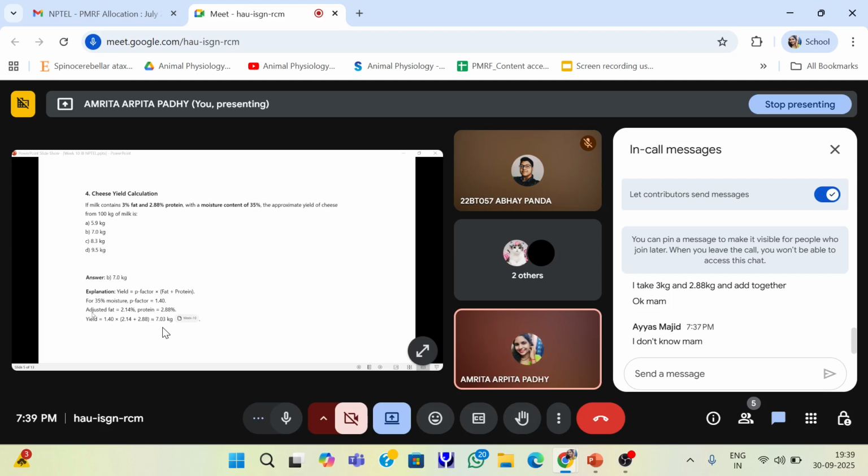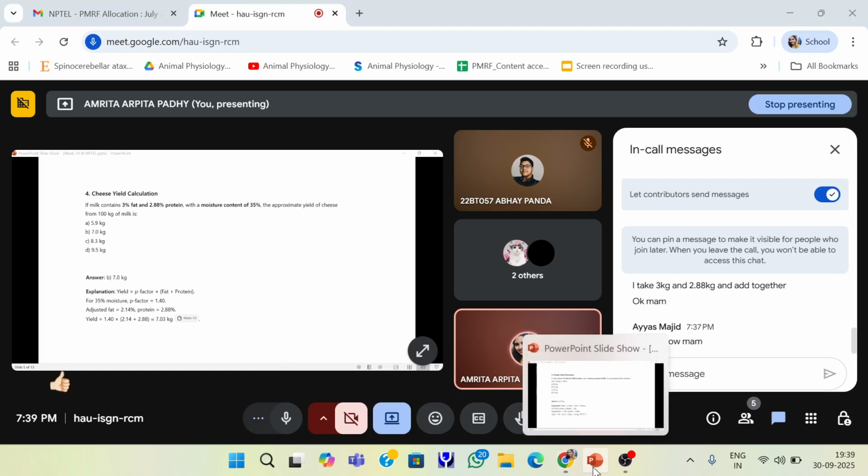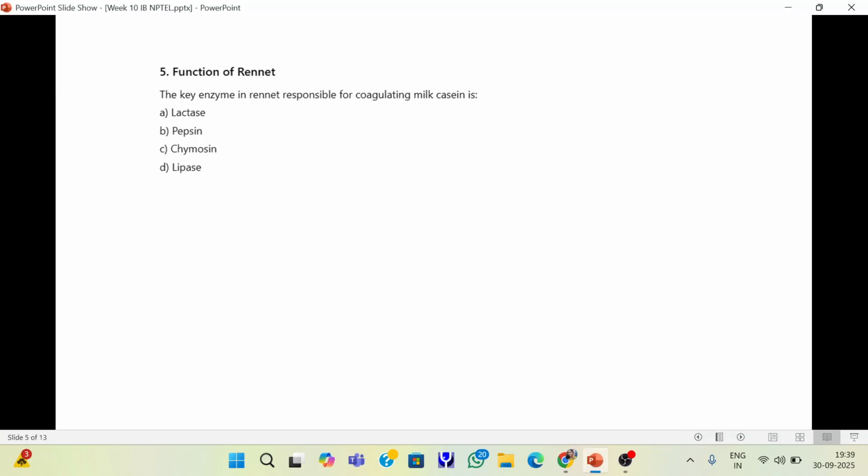Moving on to the next question. The key enzyme in rennet responsible for coagulating milk casein is: lactase, pepsin, chymosin, or lipase. Start answering.